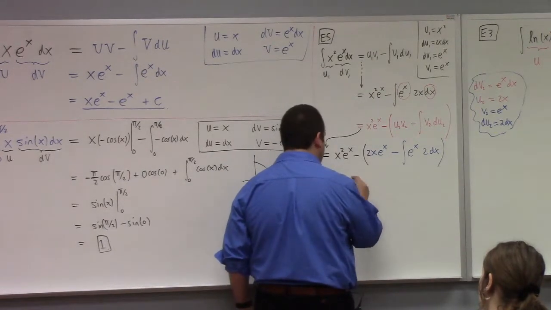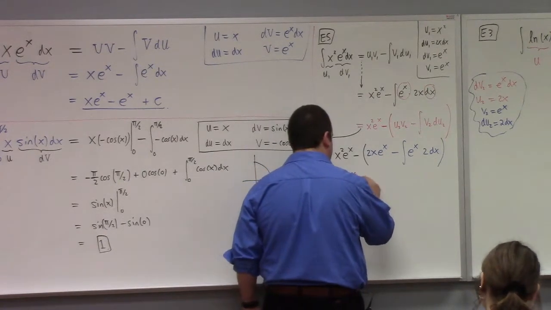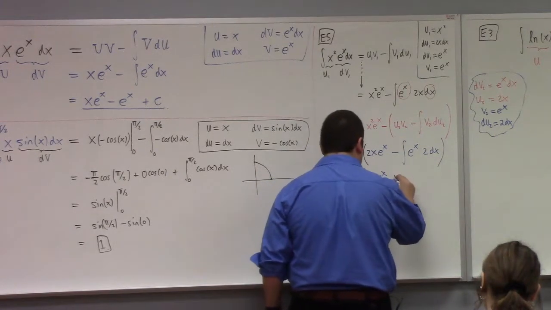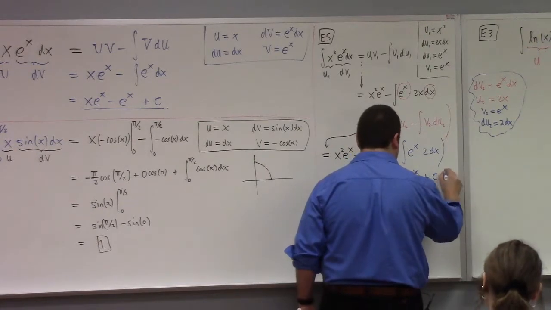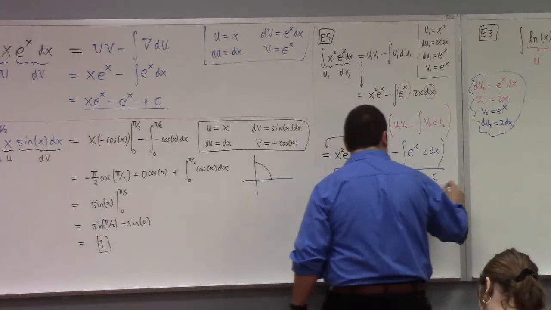It's too tiring. X squared e to the x minus 2x e to the x plus, what? 2 e to the x plus a constant. There you go. Answer.